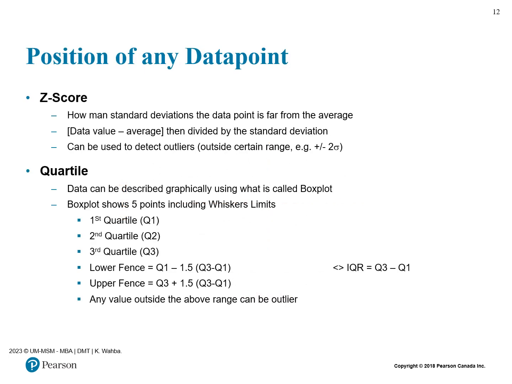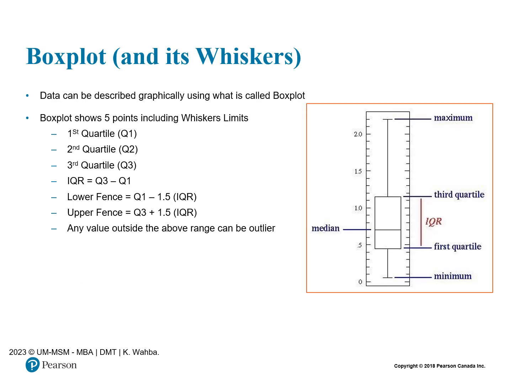Okay, so the z-score is how many standard deviations we have to go far from the center. The z-score is just as you have seen in the previous slide. You take the value you want to calculate the z-score for, subtract the average from this value, and divide by the standard deviation.